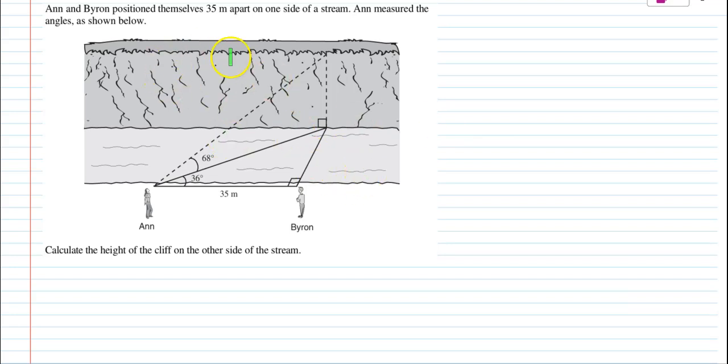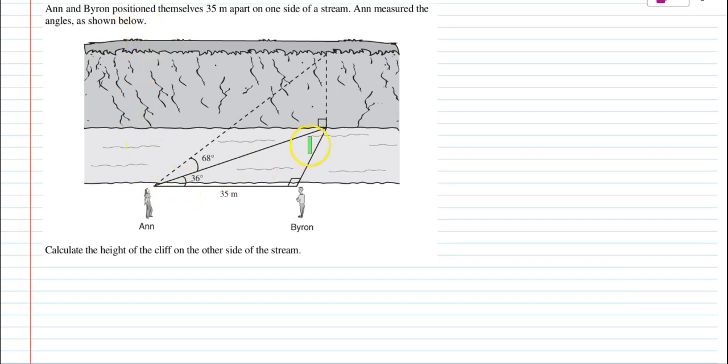Welcome back. So let's go ahead and do this question together. I need you to pay attention to the diagram now. So we have Anne and Byron, standing 35 meters away from each other on one side of a stream, and they measured the angles as shown below.